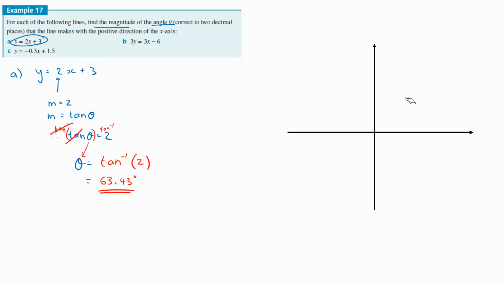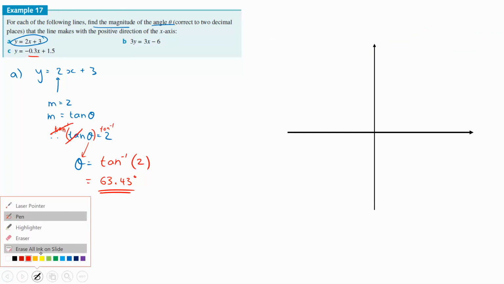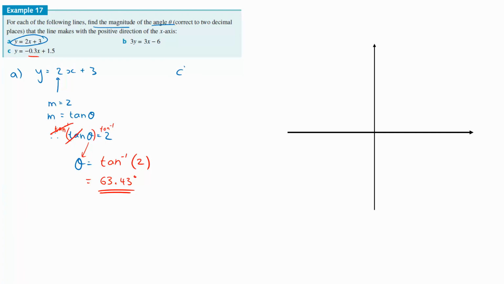Let's have a look at which one has a negative gradient. This one doesn't. Those will be the same thing as A. This one has a negative gradient. So C, let's have a look at C. For example, I don't like decimals because it doesn't teach you the algebra and fractions, but all right, we'll stick with this: negative 0.3x plus 1.5.